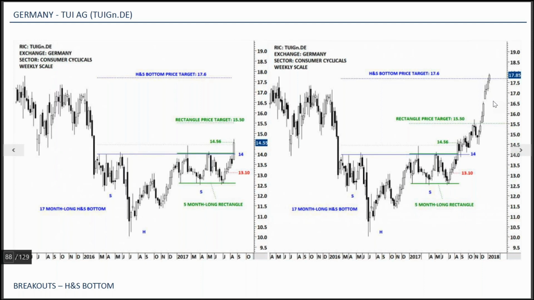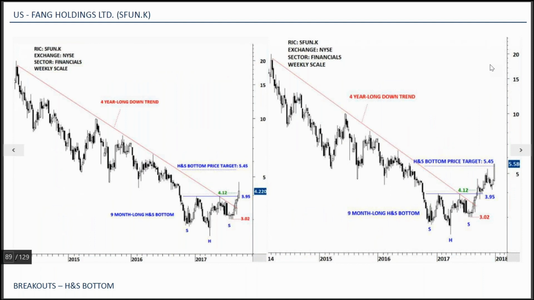Another breakout. So here we have this massive 17-month long head and shoulder bottom on this German company. And you can see that the right shoulder forming as a 5-month long rectangle. So two bullish signals. One is our favorite chart pattern. The other one is another horizontal chart pattern boundary that has been intact for the last 17 months, breaking out on the upside. You can imagine what kind of price action can follow after these type of bullish breakouts. This was US FANG Holdings.